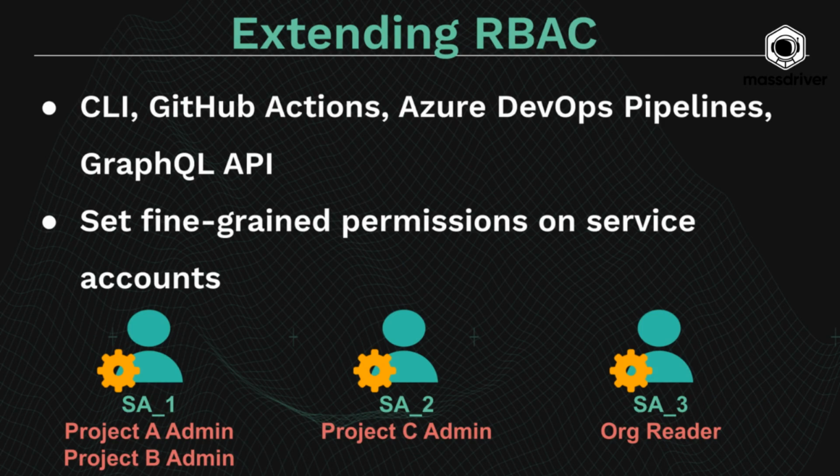So Massdriver's RBAC capabilities extend outside the graph as well. Access to the command line tool, CI/CD, such as GitHub Actions or Azure DevOps pipelines, and even the GraphQL API are all handled by RBAC through the service account permissions. By default, any new user or service account added to your organization is added to the org viewer role, or the org reader role, with permissions that can be finely tuned and scoped down to the project level.